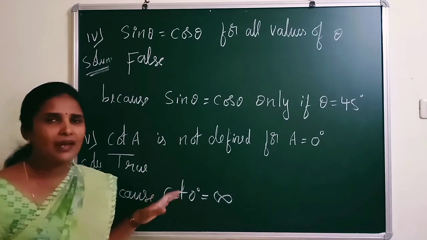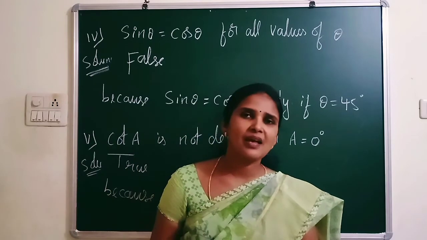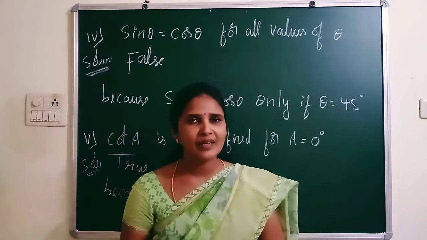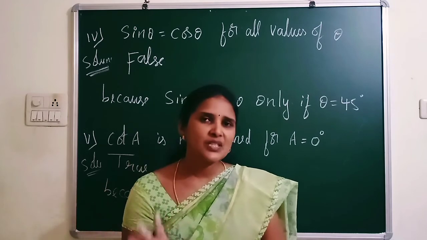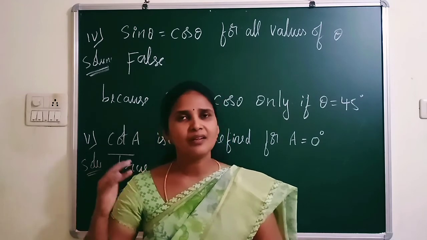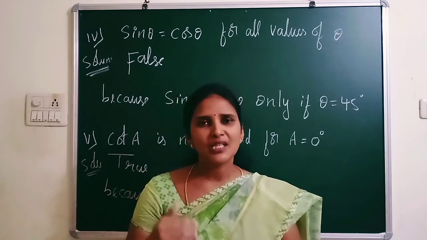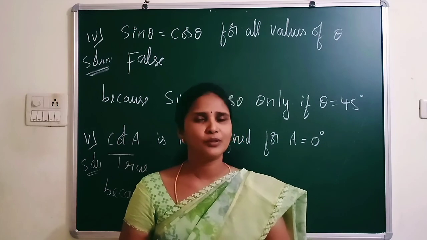So with this I completed the fourth main. With this we completed exercise 8.2. The second exercise was based on the specific angles, that is 0 degree, 30 degree, 45 degree, 60 degree and 90 degree. Based on all these specific angles, we completed exercise 8.2. Thank you.